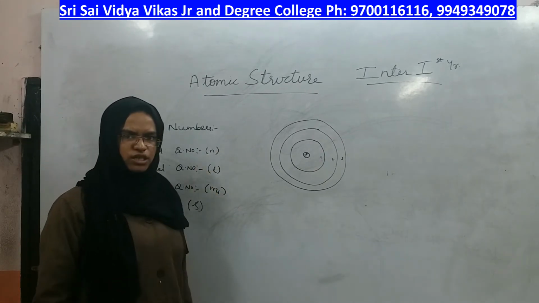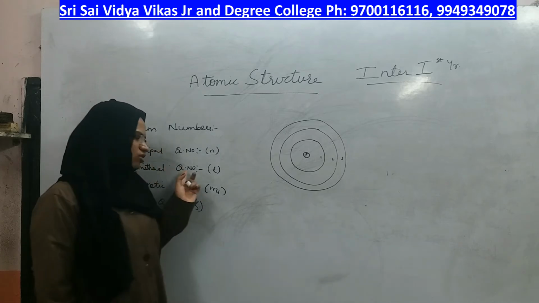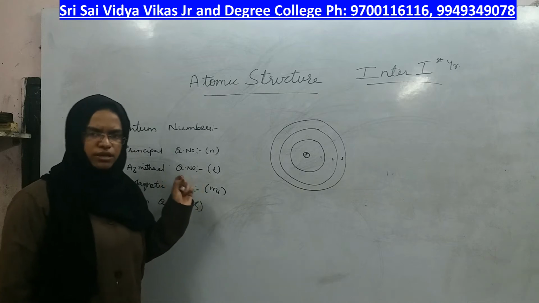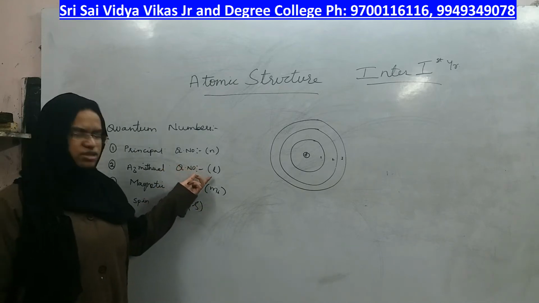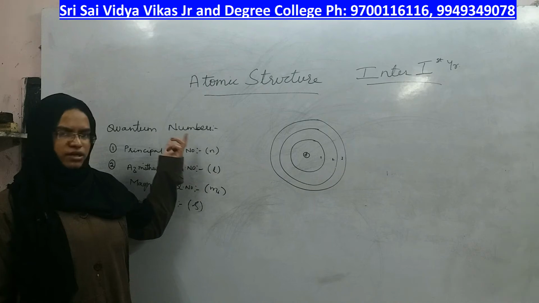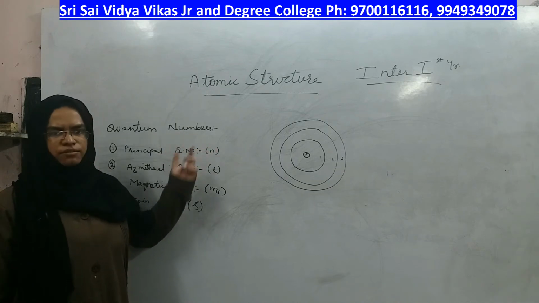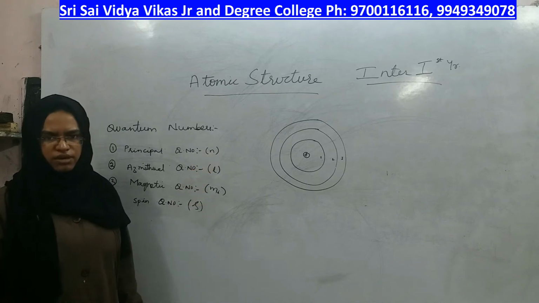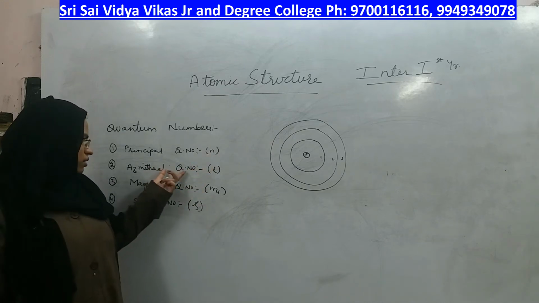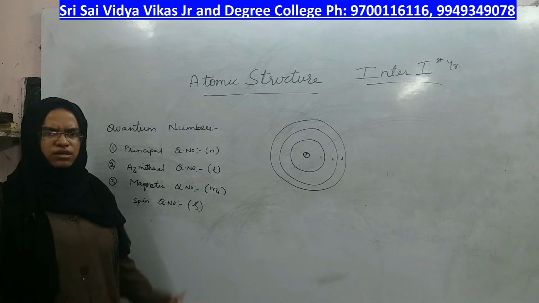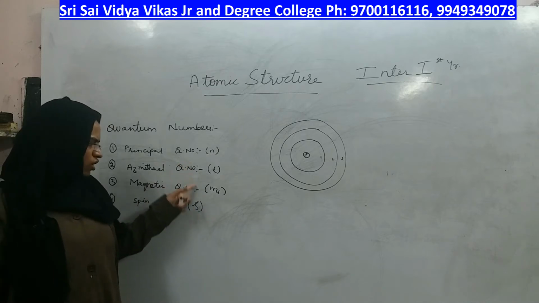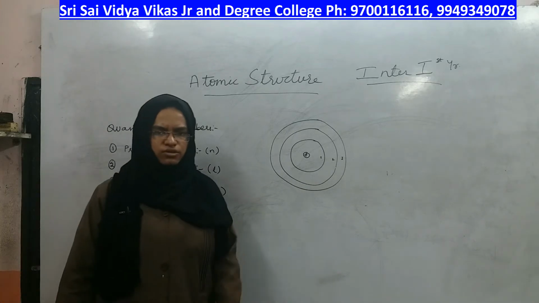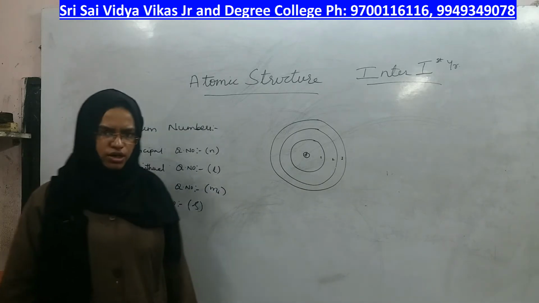Going to the next quantum number, we have azimuthal quantum number, or you can also call it as angular momentum quantum number. To determine this quantum number, you should know the principal quantum number first. Without knowing principal quantum number, you cannot determine orbital angular momentum quantum number. Not just for this, for all the quantum numbers, previous quantum numbers should be known, then only you can know the following quantum numbers.